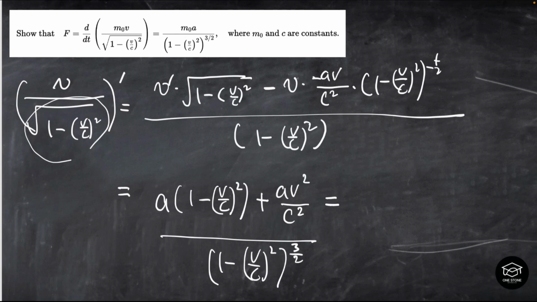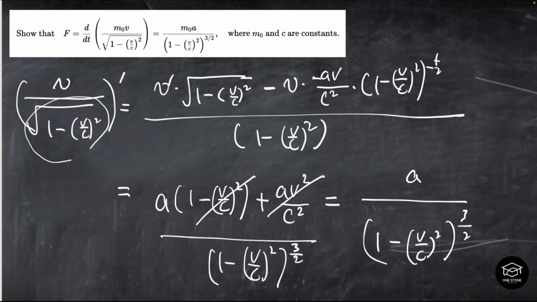Now look at the denominator. We had a square root in both parts, so when combining them under the quotient rule, the square root is raised to the third power. So the full expression becomes acceleration a, divided by 1 minus v squared over c squared, raised to the power of 3/2. Finally, we multiply by m0, and we get the final result. Force equals m0 times acceleration, divided by 1 minus v squared over c squared, raised to the 3/2. And that completes the derivation.